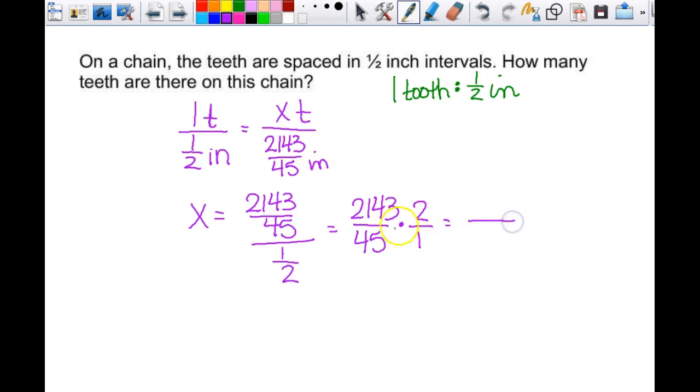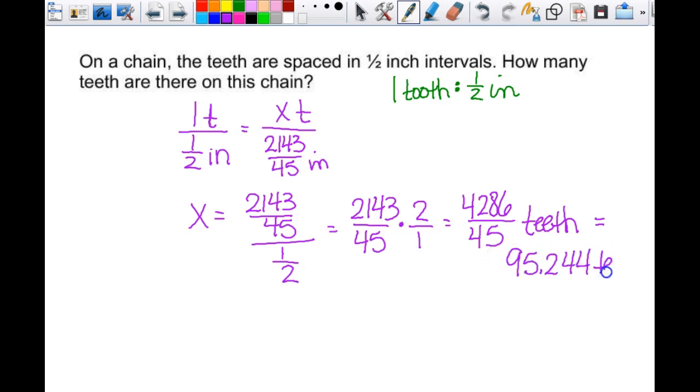Well, all right, I can't reduce these. It'd be nice if I could, but I can't, so I know 45 has to stay down here. And then 2 times this would be 4286. So what are my units on this? Inches? No. Teeth. Which as a decimal would be 95.244 teeth. Now, you can't have part of a tooth, right? Well, I guess you can, but not on a chain most likely. But I have a really strong feeling that those circumferences that they gave us as whole numbers aren't really whole numbers. So there's some rounding errors somewhere, but it's all good.